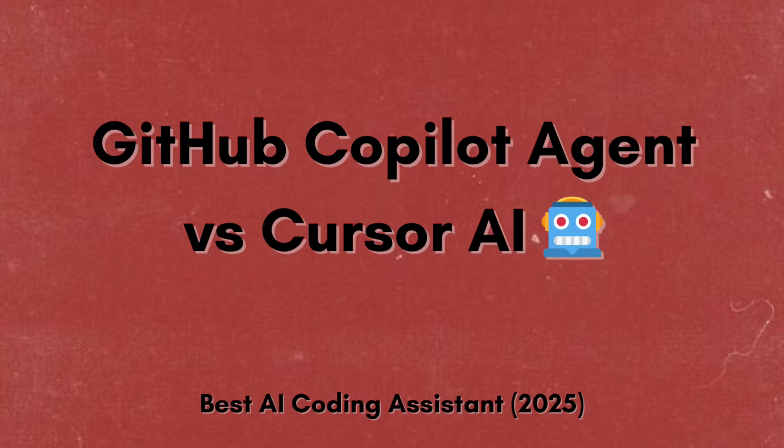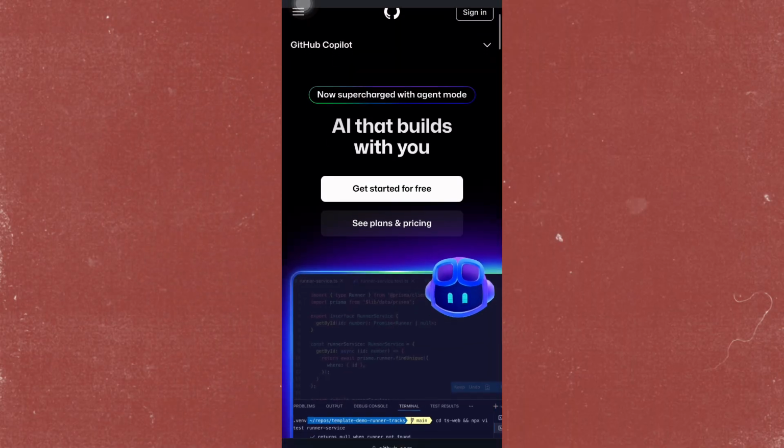Hey everyone, in this video, we're going to be comparing GitHub Copilot Agent and Cursor AI to see which is the best AI coding assistant in 2025. So let's get started by knowing what GitHub Copilot Agent is.